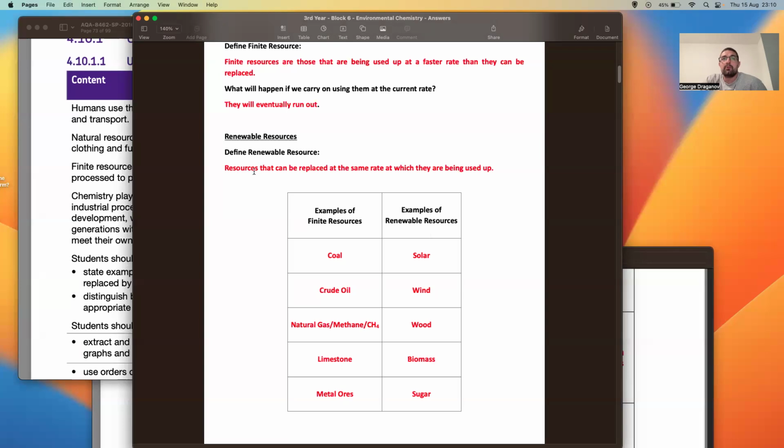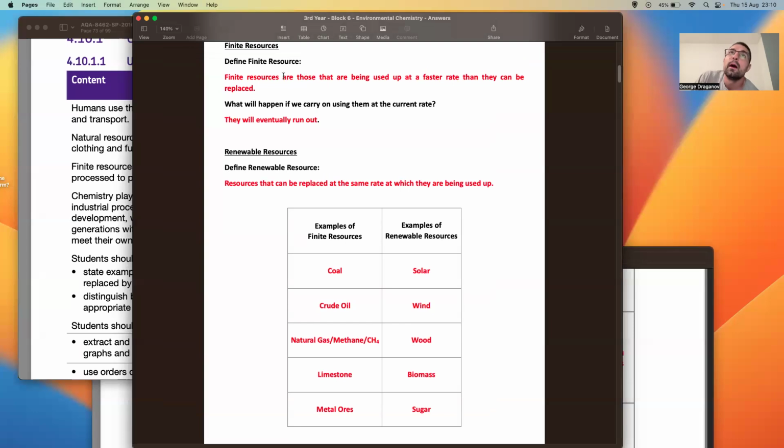So renewables are defined as resources that can be replaced at the same rate at which they're used up. A finite resource is one that is being used up faster than it can be replaced, e.g. crude oil. And the problem is it will run out.